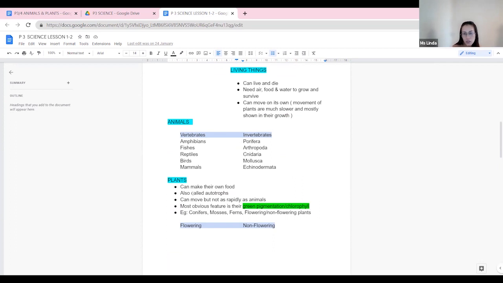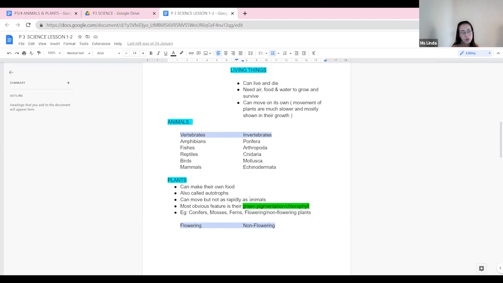Okay, so plants, the very common one is the food producer. They can make their own food. We don't need to feed them. If you keep them at home, you just need to water them, but if they're in the wild, they'll get their water from the rain. They're also called autotrophs. They can move, but not technically. Their movement is only shown in how they grow.